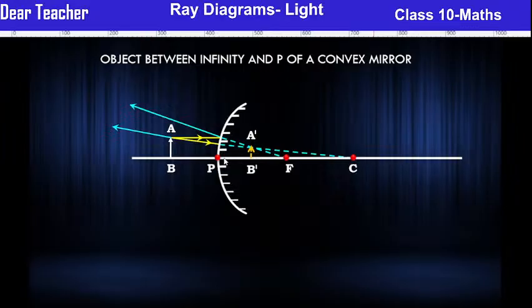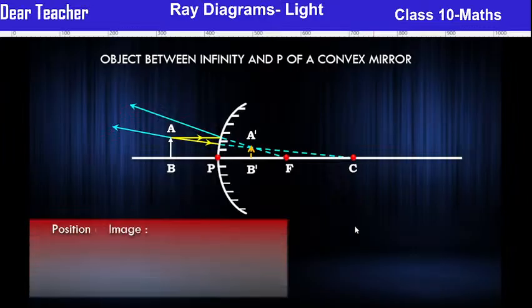So in this case also the image is formed behind the mirror. This is in front of the mirror, and this is behind the mirror. Behind the mirror means this image is always virtual. You cannot catch it on the screen. You can only see it, therefore it is behind. It is A'B', and it is an erect image, and the size is smaller.